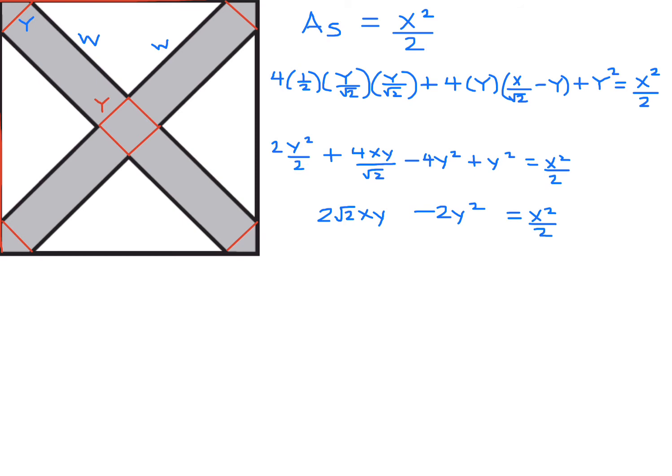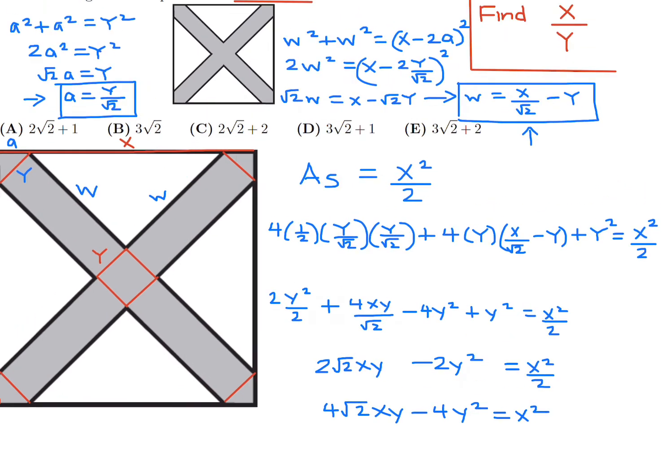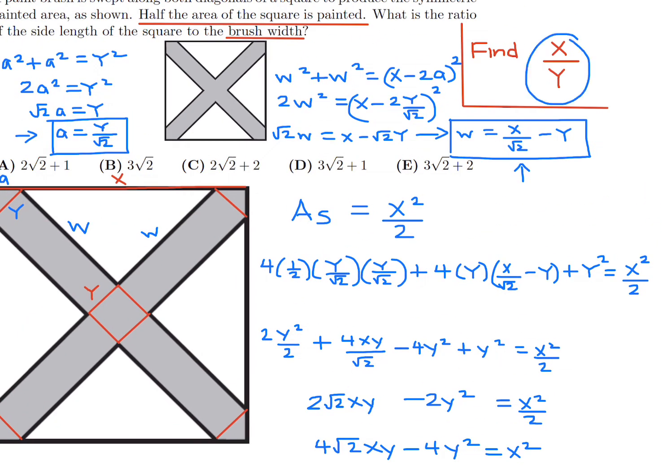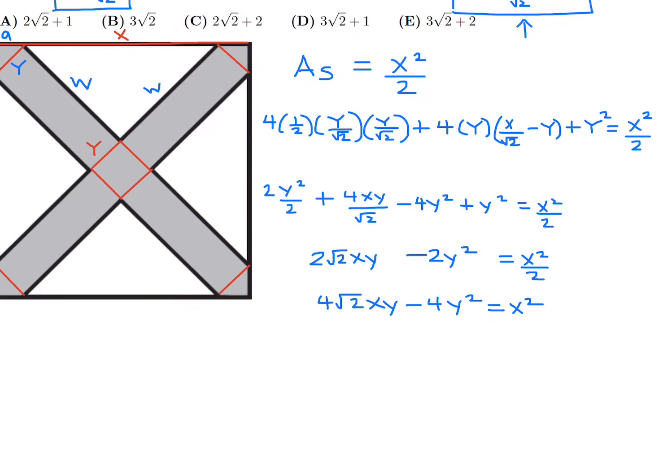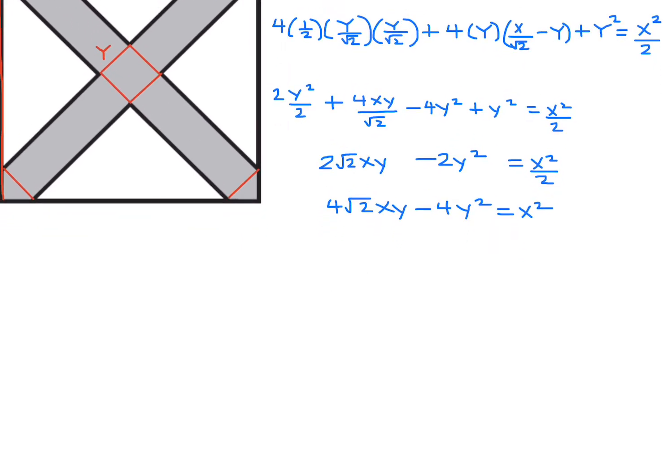All right, let's see, what can I do here? Multiply through by 2, get rid of that fraction. 4 root 2 xy minus 4y squared is equal to x squared. Okay, at this point, what do I do? How do I isolate for x and y? Remember, my goal is to figure out x over y, just the ratio. I don't necessarily need to find the individual values.